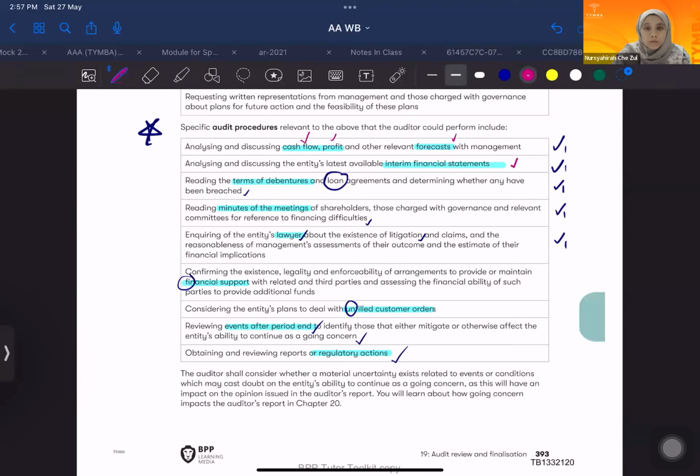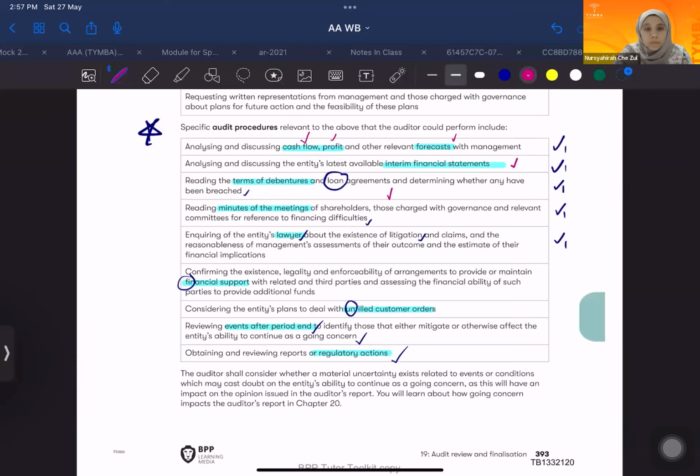Okay, next we are going to obtain the latest available FS. Okay, meaning that FS after year end lah, few months after year end. Let's say year end is December, let's say now is 27 May, right? So maybe we have FS up until April. So yeah, you obtain that FS up until April and you look into the status of the company. Are they still making revenue? And what about their ratios? Okay, things like that lah.